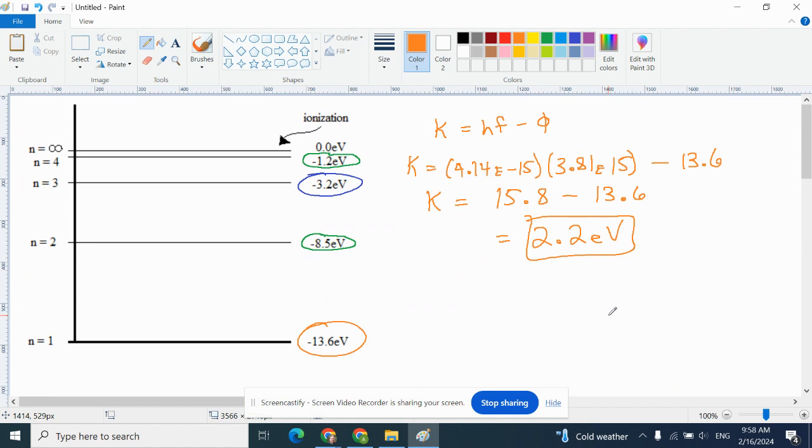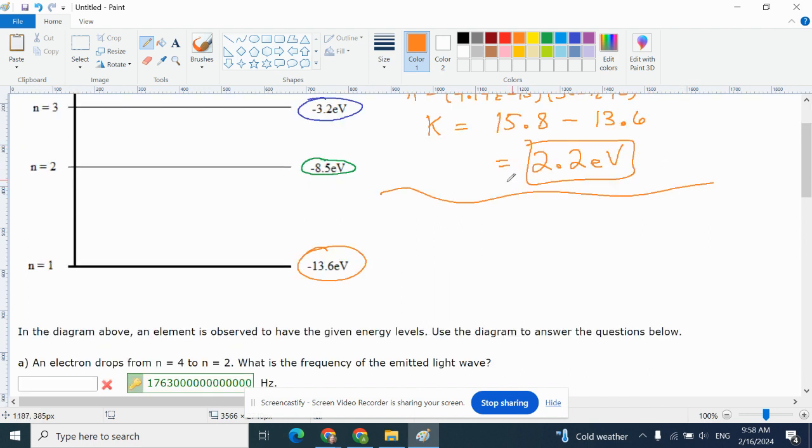Okay. Now for part E, in order to figure out the velocity of the electron, we have to convert the 2.2 into joules. So we're going to multiply that by 1.6 times 10 to the negative 19th. And we will get 3.52 times 10 to the negative 19th joules. Use K as 1 half mv squared.